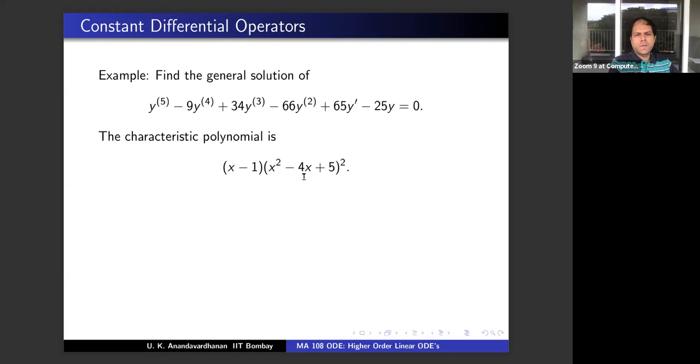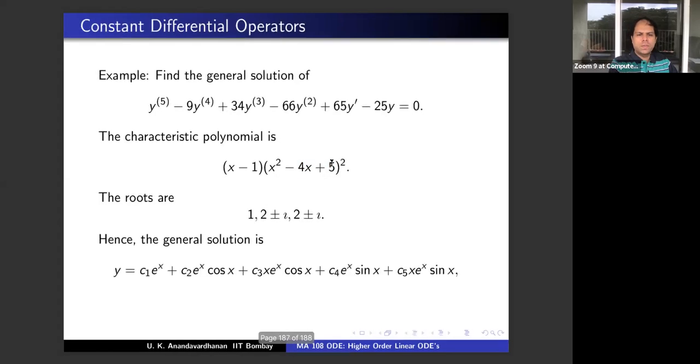Factorization of this is 4 plus or minus root of minus 4, so 4 plus or minus 2i by 2. So 2 plus or minus i. So what are the roots? x minus 1 corresponds to e power x. Here you get 2 plus i coming twice and 2 minus i coming twice. So 2 plus i leads to e power 2x cos x, e power 2x sin x. It's repeating, so multiply by x. So e power 2x cos x, x e power 2x cos x, e power 2x sin x, x e power 2x sin x. So very easy.